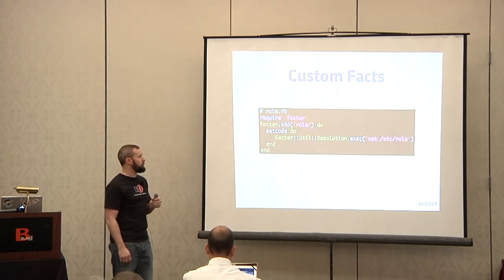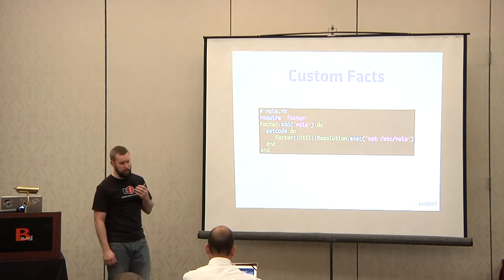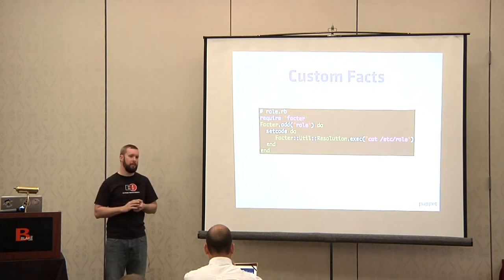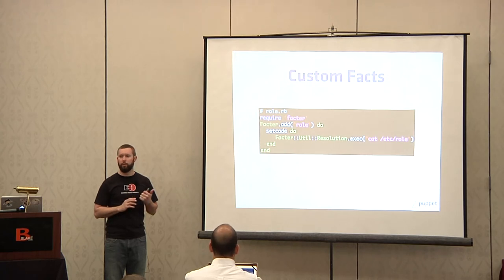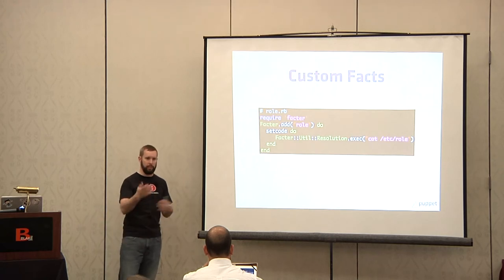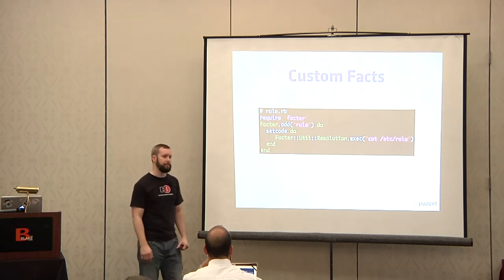Where folks might use custom facts on things like EC2, et cetera, is to read metadata about that system. And then you might even inject that at boot time. So when you create a new node, you might inject different bits of information like role, what the box is and does, and then we could query those through custom facts.